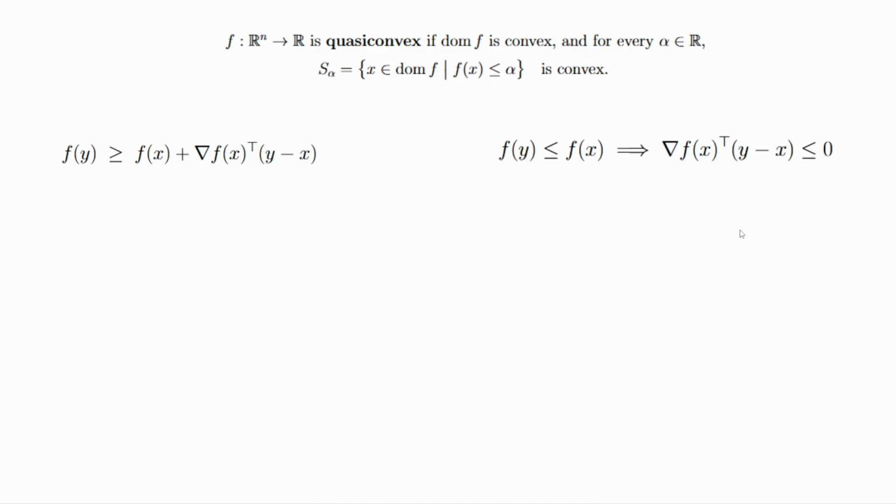On the other hand, the right-hand side shows the first order condition for a quasi-convex function. You can read this as: if y is in a lower sublevel set than x, then the gradient of f at x must point away from y. Back to our convex function on the left: if the gradient of f is 0, that means, like I just mentioned, x is a global minimizer. On the other hand, for the quasi-convex function, the gradient being 0 does not imply x is a global minimizer.